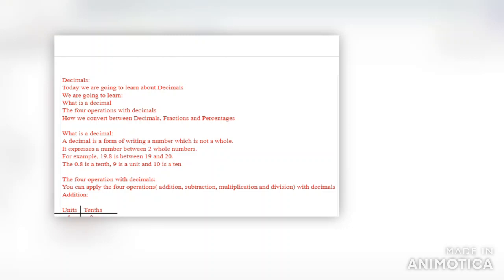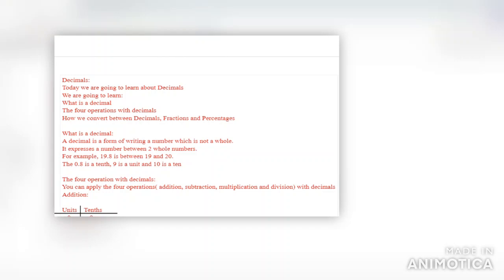The 4 operations with decimals. You can apply the 4 operations: addition, subtraction, multiplication, and division with decimals. An example would be, if the units was 0 and the tenths was 8, that would be 0.8. Add 7.9: 8 add 9 is 17, which is 7, and then we carry a 1. Now don't forget there's a decimal place in the middle.